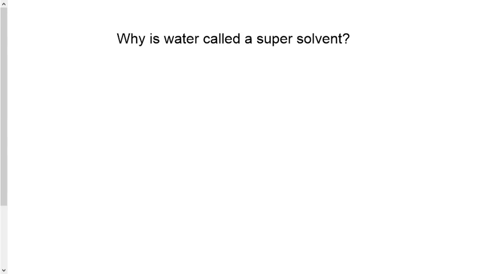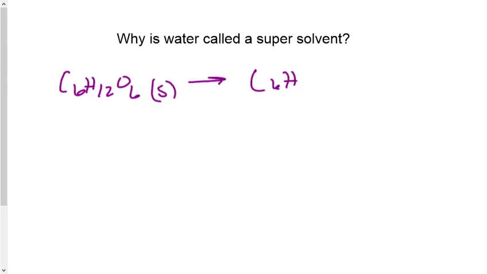Why is water called a super solvent? Because it likes to dissolve lots of things. But what does that mean? Let's take a look. What about something like sugar? We'll do glucose, C6H12O6. And we did this a long time ago. It's a solid. When it dissolves in the water, it becomes aqueous. So C6H12O6 aqueous.